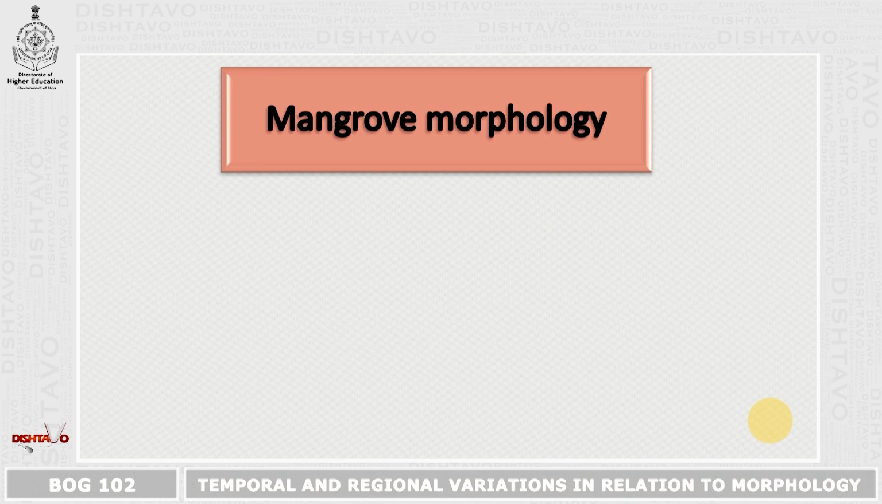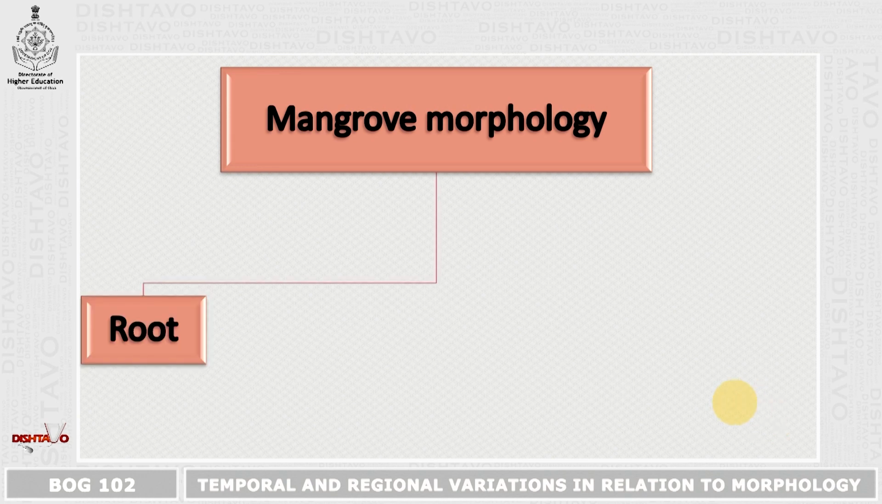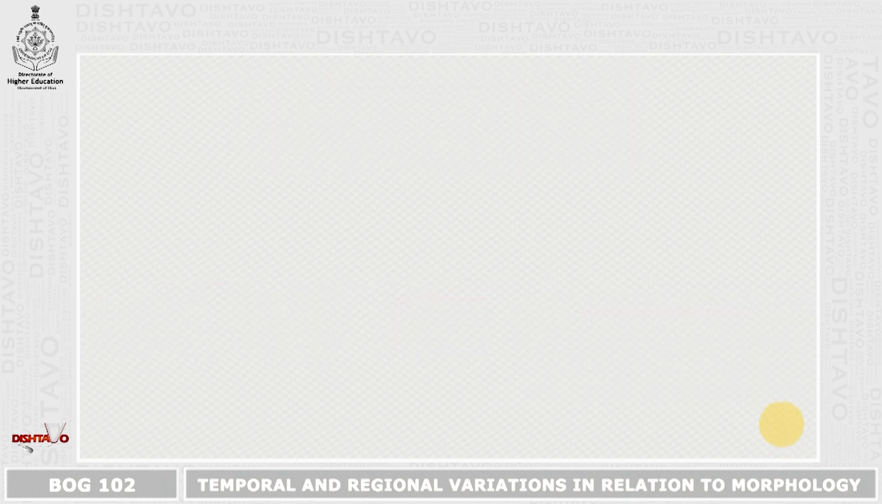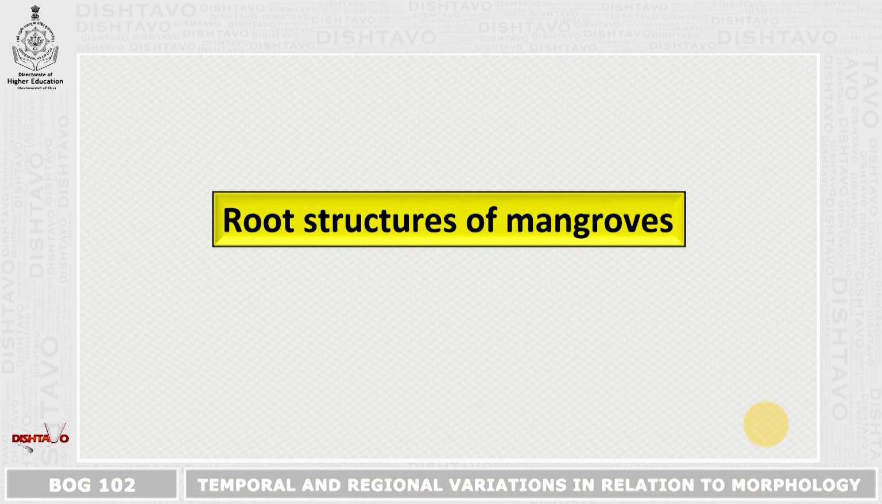In this module, we are going to learn about morphological adaptations, and these adaptations are found in different parts of the mangrove plant, such as root, canopy, leaf, flowers, fruits, and seed germination. First, we shall see root structures of mangroves. There are various forms of root structures which are found in mangroves.